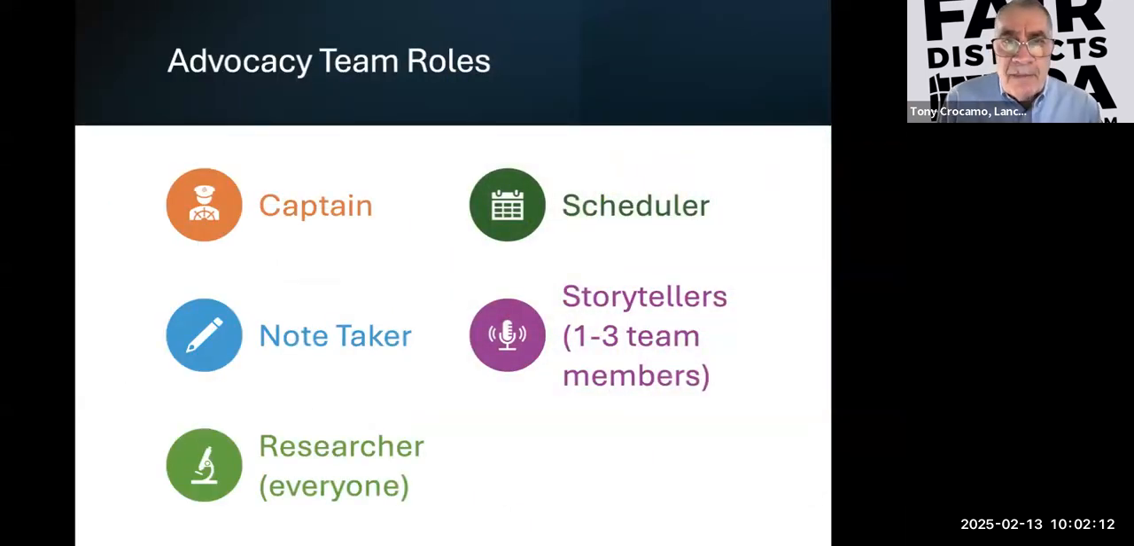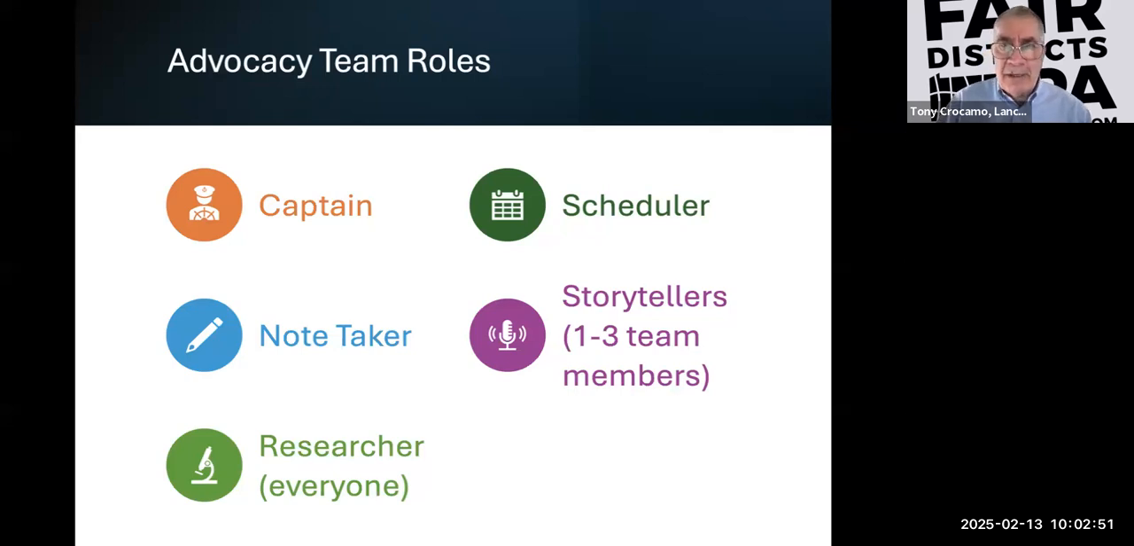So these are the advocacy team roles. By the way, Ruth will be sending out a copy of this presentation with the notes and the several handouts that I'll be talking about. There are 5 roles, basically, and an advocacy team should be 3 to 5 people. If there are 3 people, clearly you're doubling up on some roles. And if there are 5, you're still going to double up because a couple of the roles are for everyone.